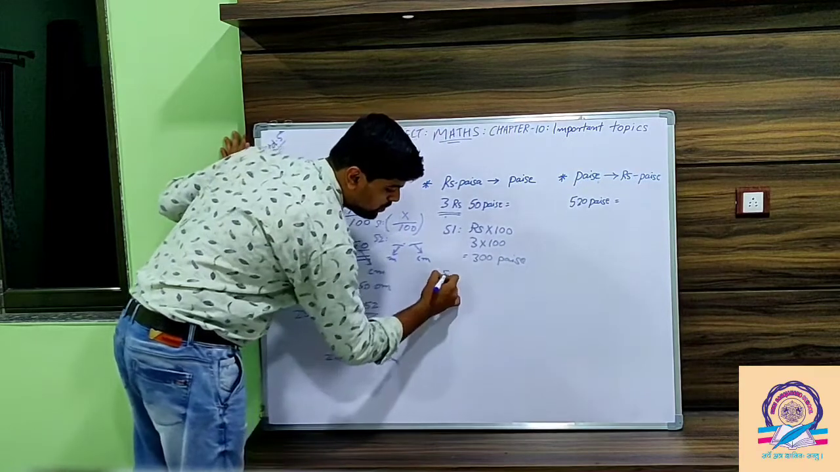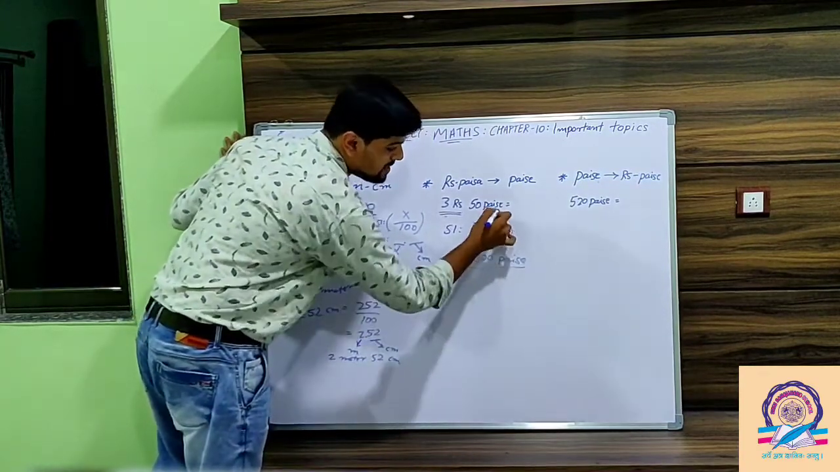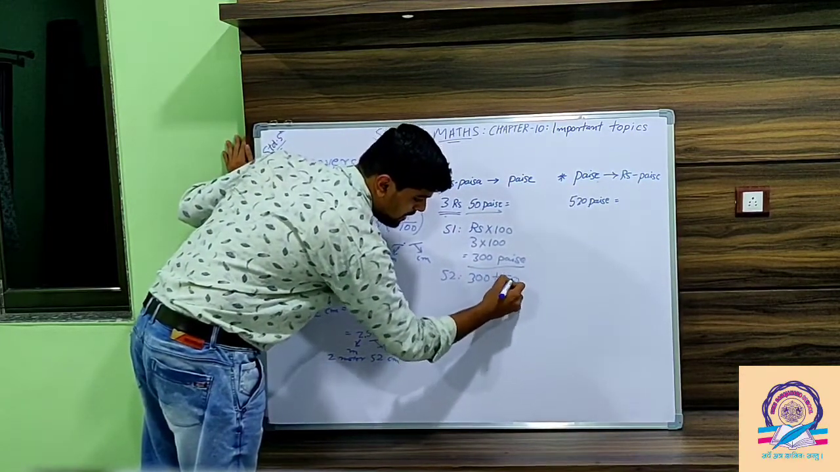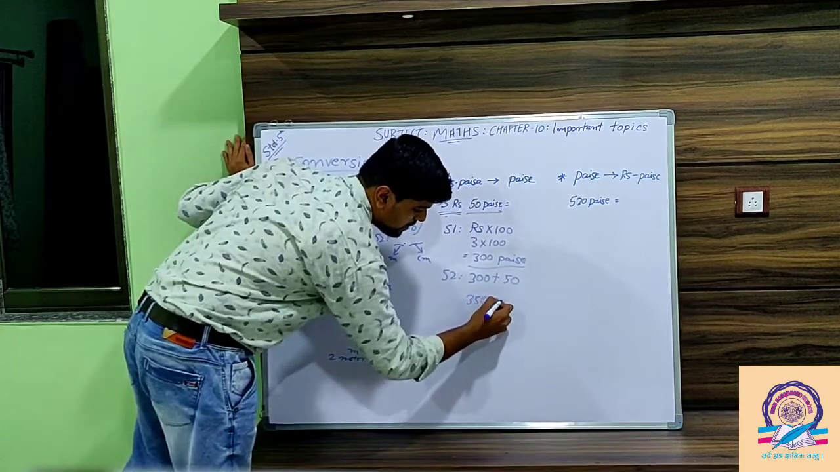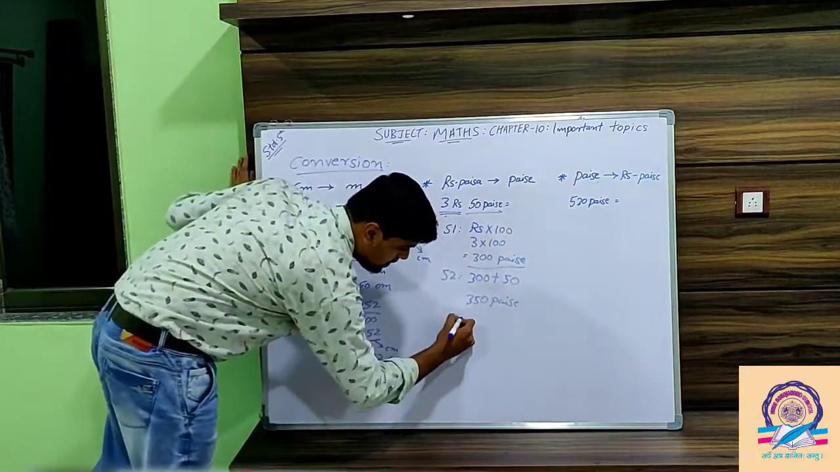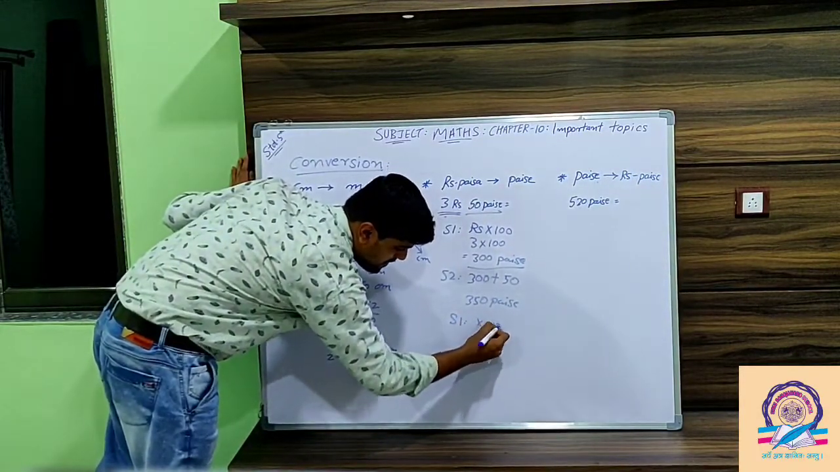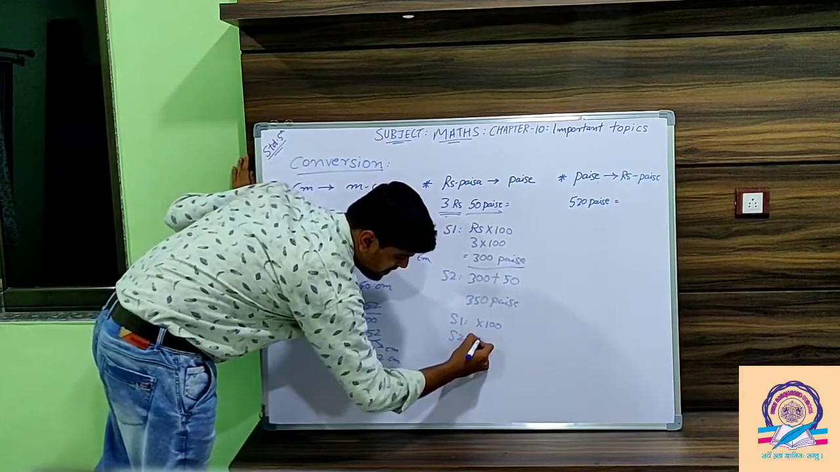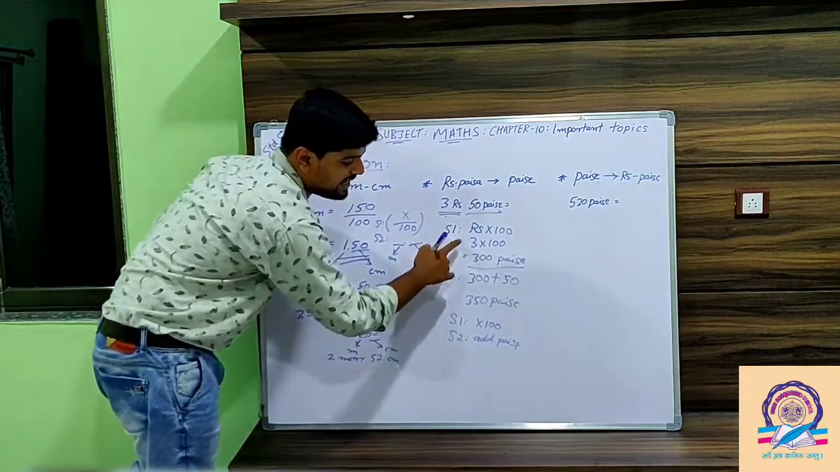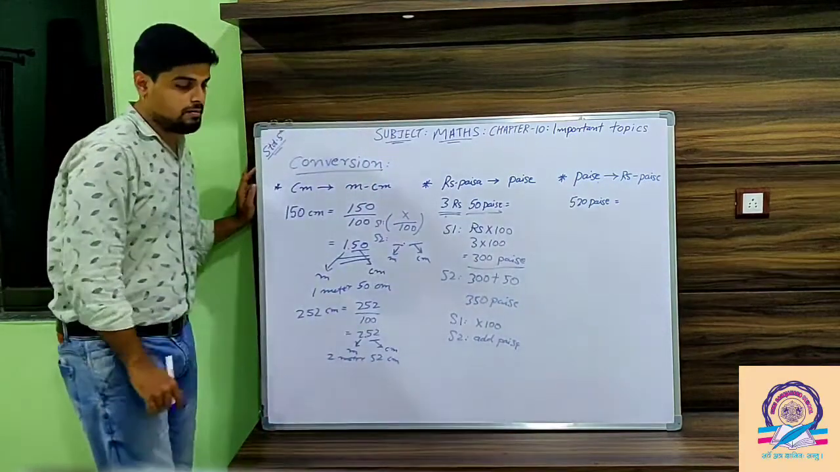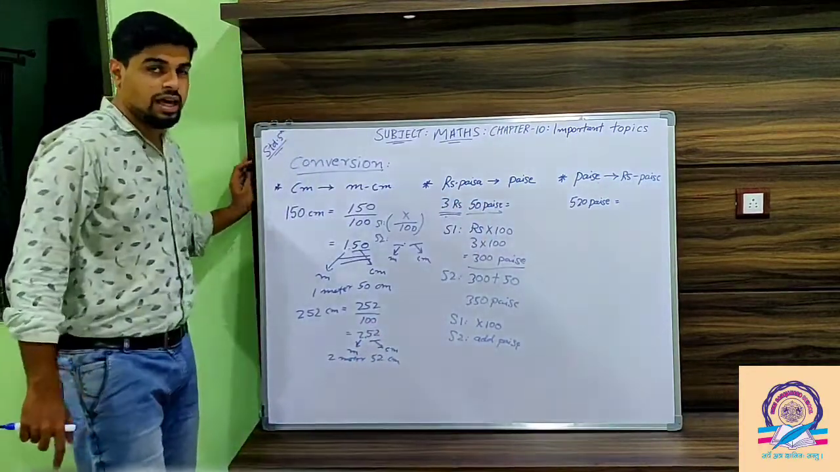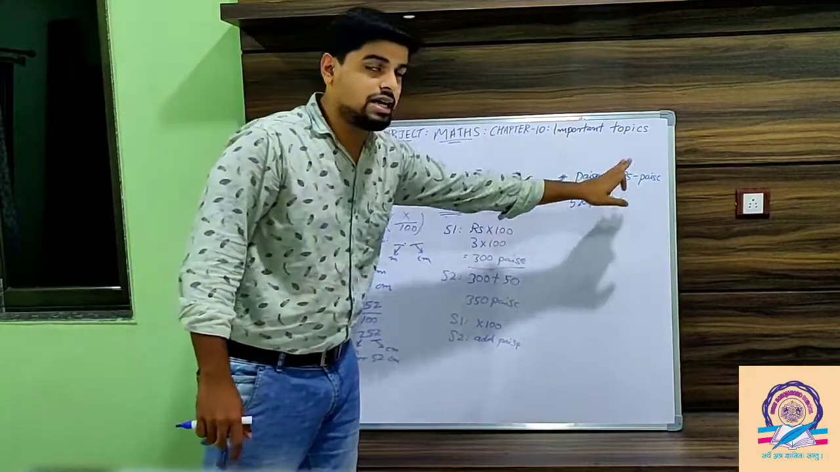And in step 2 you have to add this paise and this paise. So 300 plus 50, 350 paise. So this is our answer. So what are the 2 steps? In step 1 multiply by 100, and in step 2 add paise. The paise which we converted in step 1 add with the given paisa. Is it clear how to convert any rupees and paisa into paisa? And in the same way we have to convert paisa into rupees and paisa.